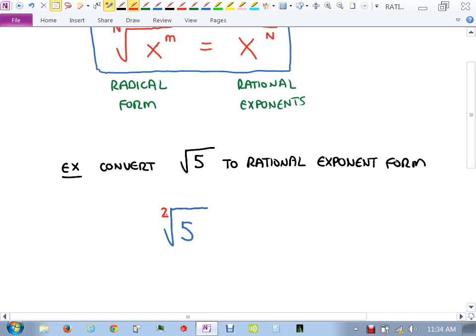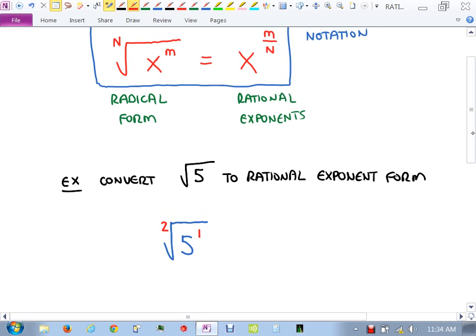The 5 is like our x. What power is that 5 being raised to right now? First power. Any number just sitting there by itself is to the first power, right? So here's our 1. Now go up and look at that formula up there, okay? The x is our 5, right? What's n for us here? 2. And what's m for us here? 1. Right? N is 2, m is 1, and x is 5.